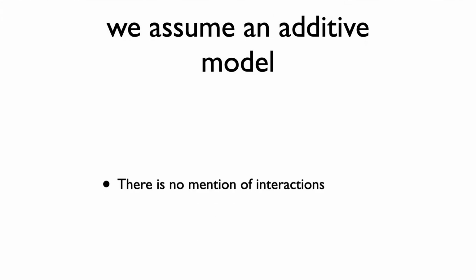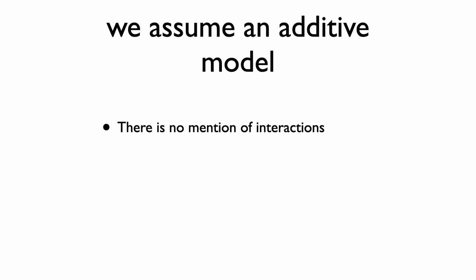So we're assuming an additive model. There's no mention of interaction. Think about analysis of variance, where we had alpha, beta, and alpha beta. We don't have that here. You could try saying y hat equals b sub 0 plus b sub 1 times x sub 1 plus b sub 2 times x sub 2 plus b sub 3 times x1 times x2. You could put that in.